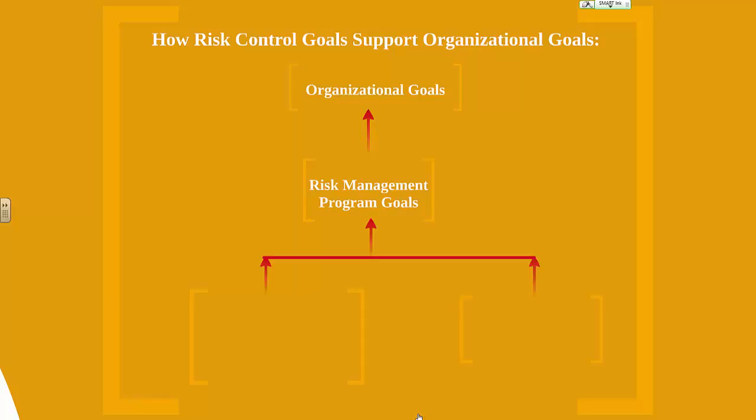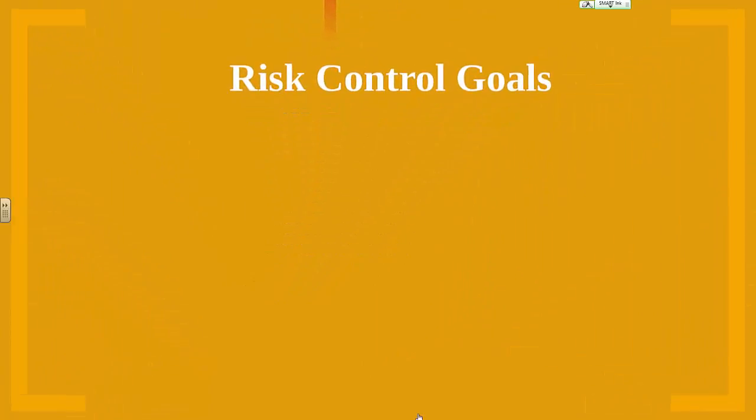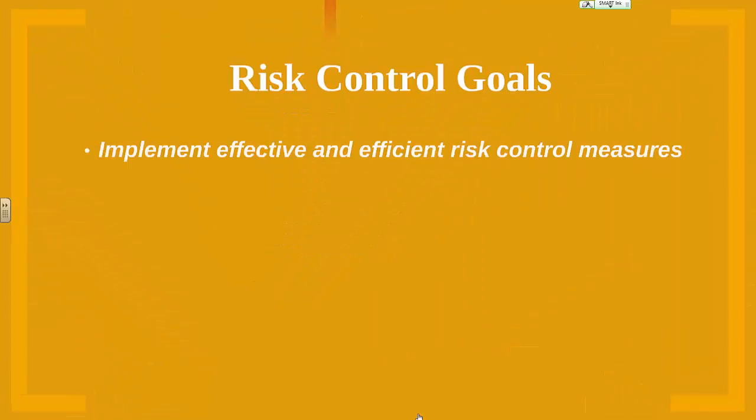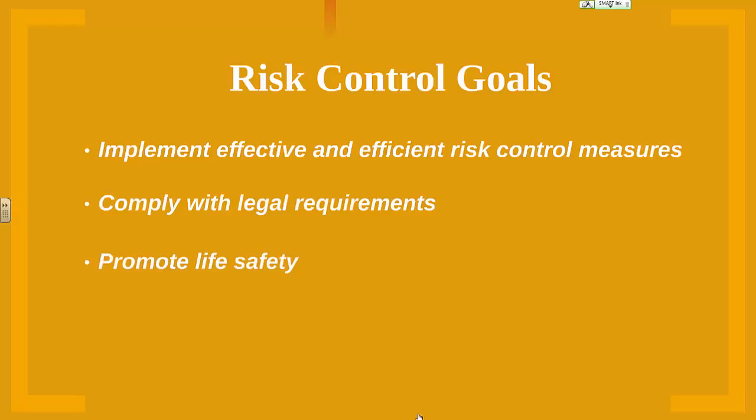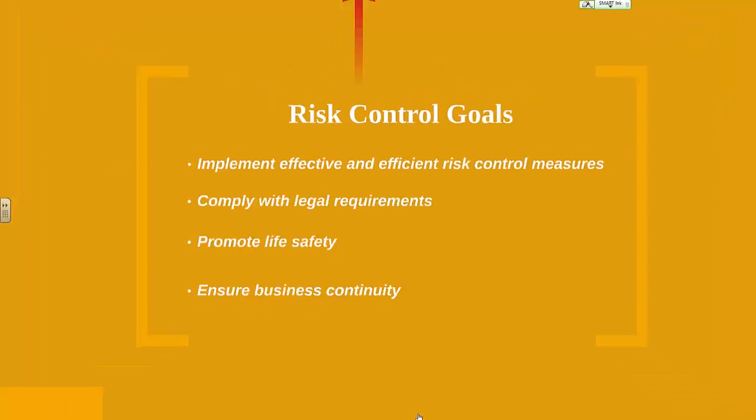And your risk management goals can be split into risk control goals and risk financing goals. We'll discuss risk financing goals in the next chapter or assignment. Risk control goals focus on implementing effective and efficient risk control measures, complying with legal requirements, promoting life safety, and ensuring business continuity. So those are the 4 areas that we'll now discuss.